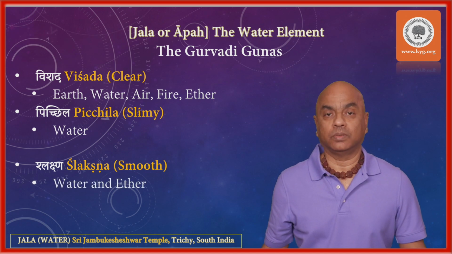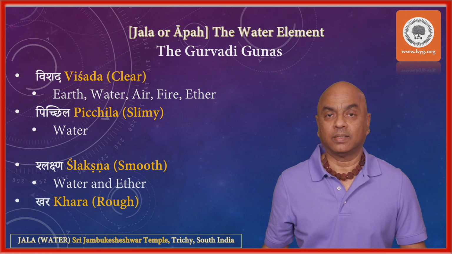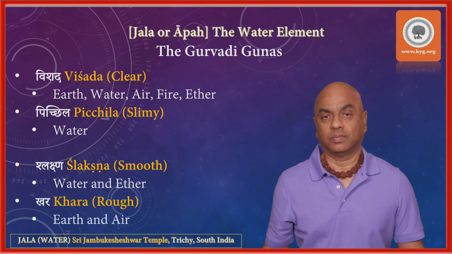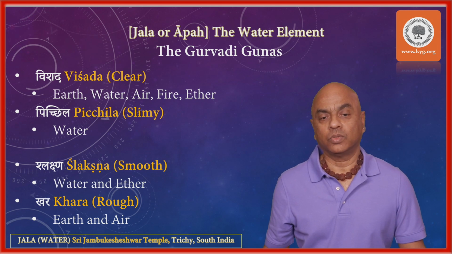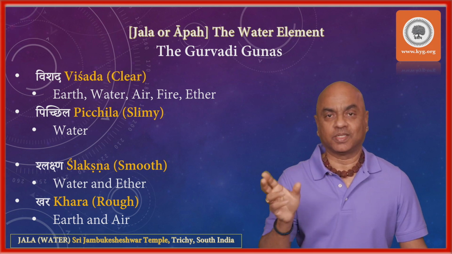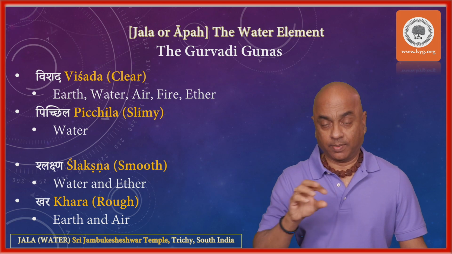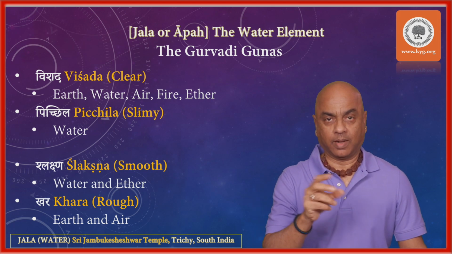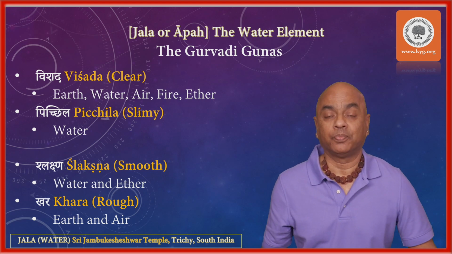Slakshana is smooth, water and ether. Khara is rough, earth and air. These are not good and bad qualities, they're just different qualities, opposites of all these qualities. So combinations of all these qualities apply. Some of them have predominantly a couple of these qualities, sometimes some will have 3 or 4 qualities, right?